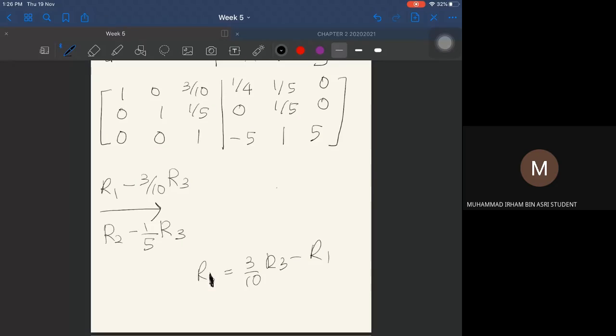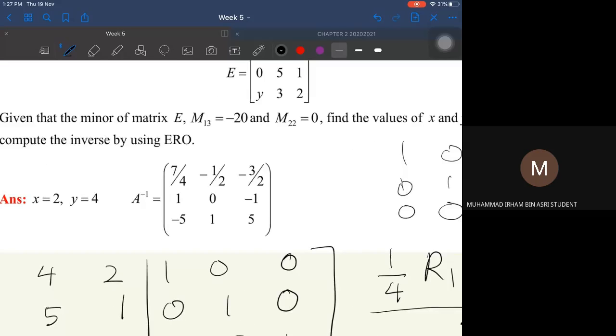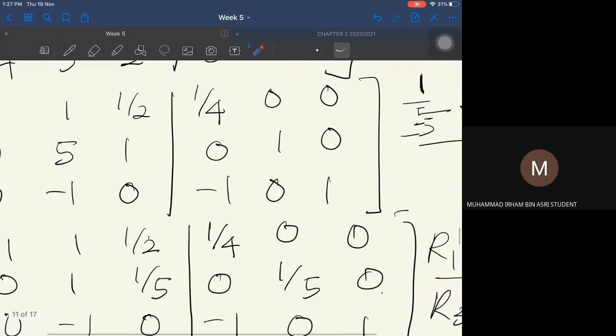Tapi kalau awak nak ikut cara saya tadi, awak ikut ni lah, row yang awak nak ubah tu berada di depan. So that you tahu. Okay. So continue with the last operation here, and you should get the inverse matrix is equals to this one. Okay, proceed on your own lah, sebab you dah faham konsep.